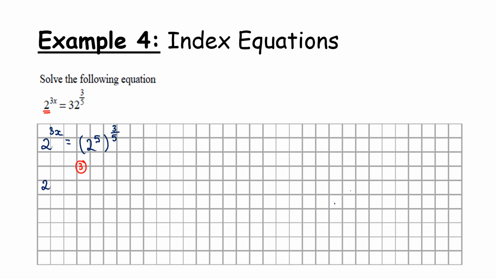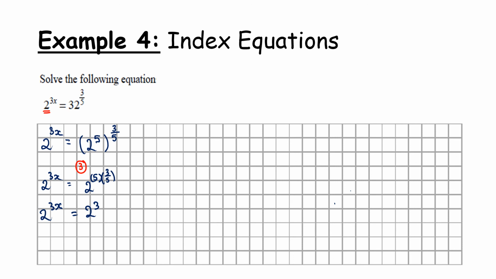So left hand side, nothing can happen. And this becomes 2 to the power of 5 times 3 over 5, which simplifies down as 2 to the power of 3. 2 to the power of 3x. Now, let's take this part here. So I have 2 to the power of 3x and a 2 to the power of 3.